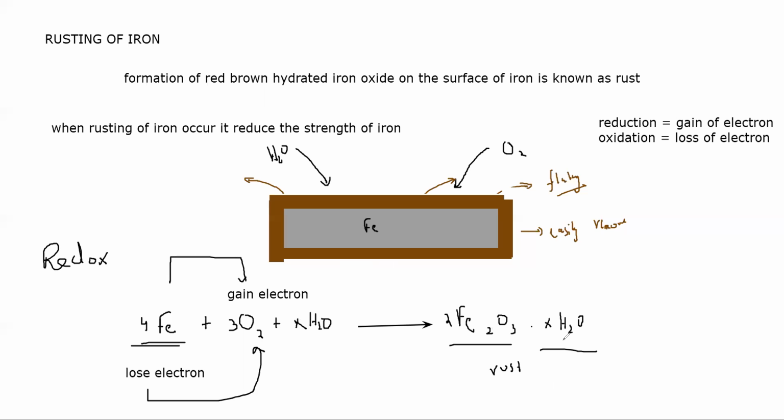The formation of red-brown hydrated iron oxide on the surface of iron is known as rusting of iron, or you can also say corrosion occurs. And what is the effect of this? Because hydrated iron oxide does not remain in contact with the iron, it's a flaky substance and is easily removed from the surface of the iron. The other parts of iron are exposed to oxygen and water, which will cause rusting to occur. Any doubt in this part?